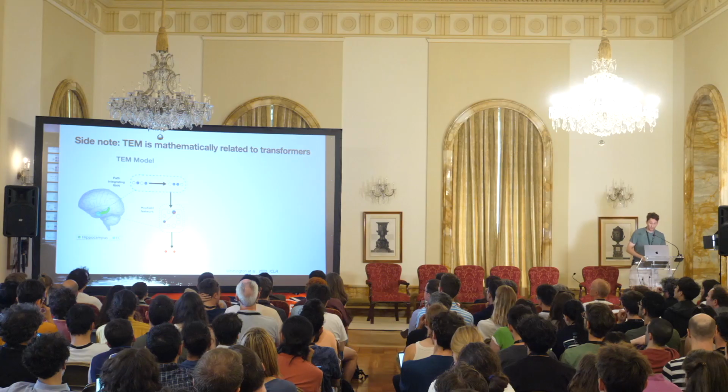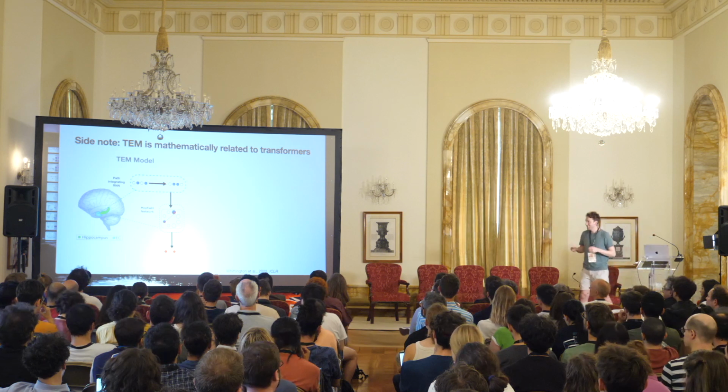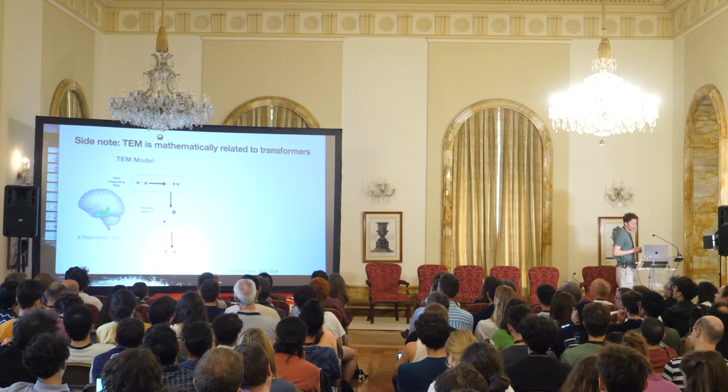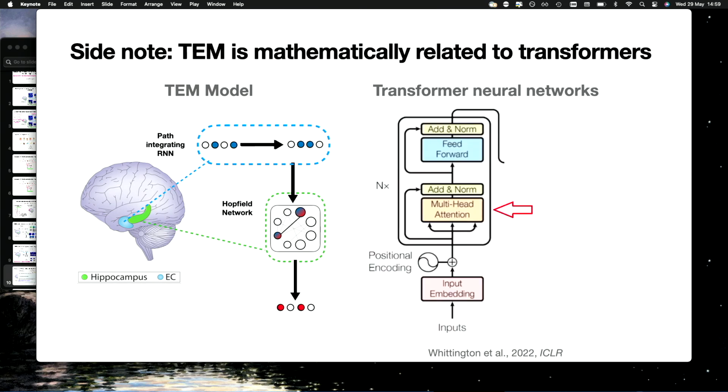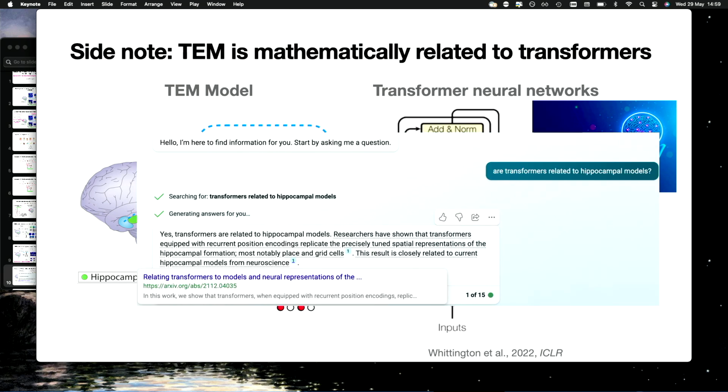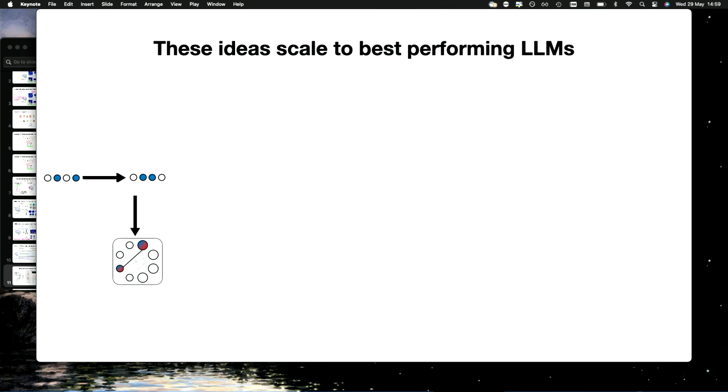Okay, so as a bit of a side note, being that we're a maths and neuroscience and AI conference, this model we've built is actually mathematically related to transformers, okay? And so a bit like ChatGPT and so on. And of course, I can ask ChatGPT, are you related to the hippocampus? And it says yes, and cites the stuff. Okay, so that's good.